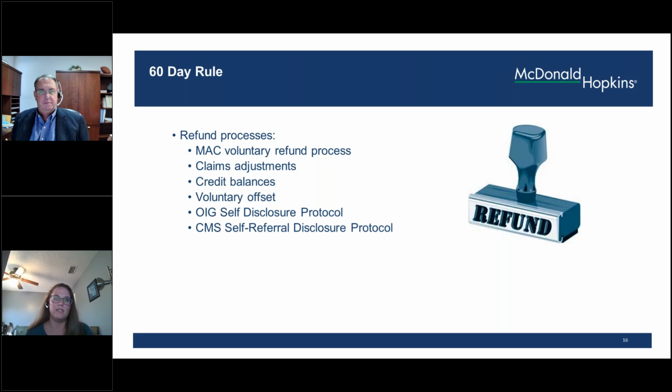One last point on this, each MAC has its own procedures and its own forms and its own requirements. If you go through their voluntary refund process, it is possible for every MAC that I've done this through to do multiple claims at a time. You just attach a spreadsheet in a single form that says see attached. So that makes it a lot easier. And then you submit your check.